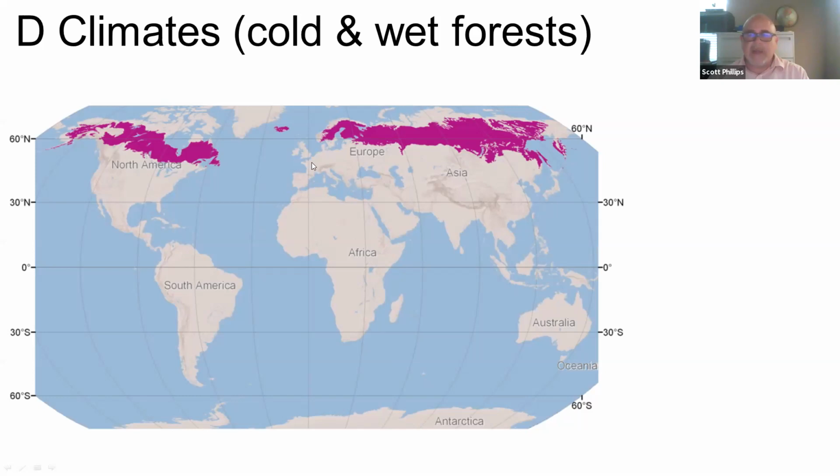Next are the D climates, and these are wet but relatively cold environments. And we find these in places like Canada and Russia. One thing about them is that they're typically limited to the northern hemisphere, because at the latitude that they're at, 60 degrees north, if we go south here, not a lot of land there. So really Canada and Russia are the two places, what we call these continental or D climates.